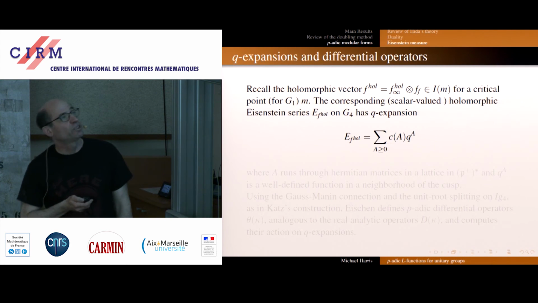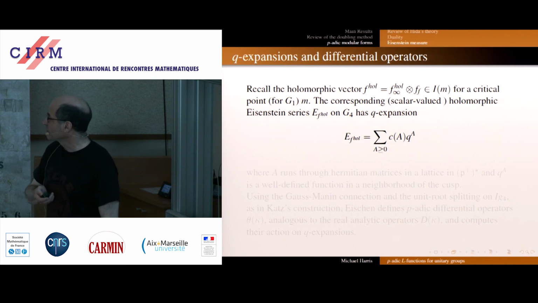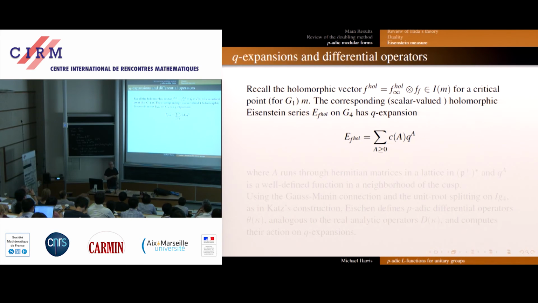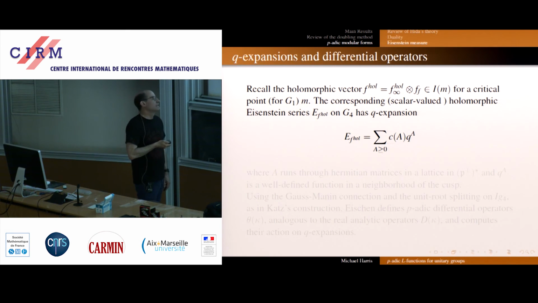Let's look at this vector and write down its Q expansion. It doesn't matter what it is; there's a formula for it. The formula for the Q expansion is mostly in the paper that was published almost 10 years ago by 3 of the authors. It runs through positive semi-definite, integral hermitian forms in some lattice.